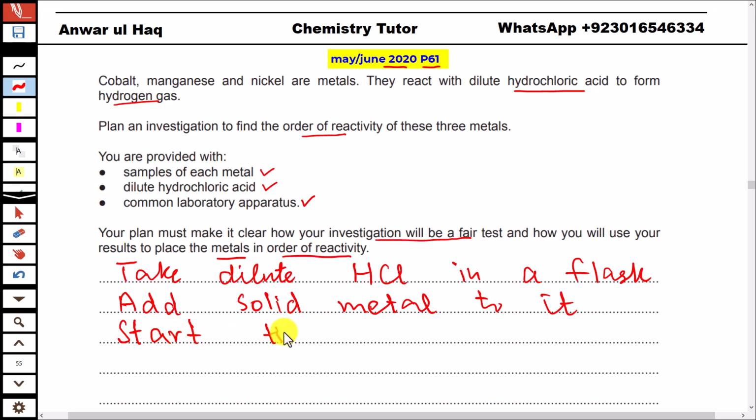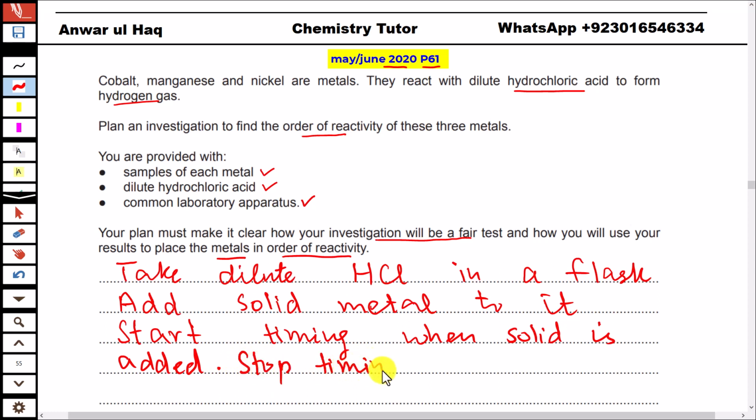Start timing when solid is added and stop timing when solid disappears.